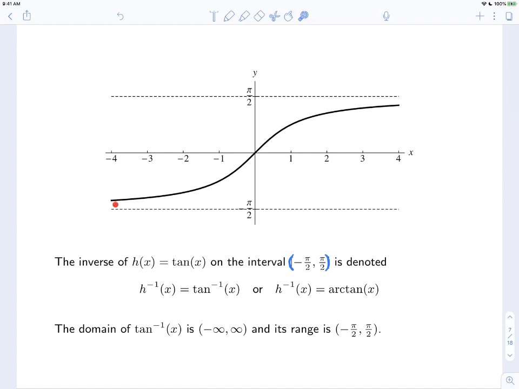In terms of the graph, you can see that it never actually attains positive pi over 2. It gets closer and closer, but it never actually gets there. The same is true of minus pi over 2. As x goes left, you get closer and closer to y equals minus pi over 2, but you never actually get there. So there are no output values actually equal to pi over 2 or minus pi over 2. That's why you have an open interval, not a closed interval.